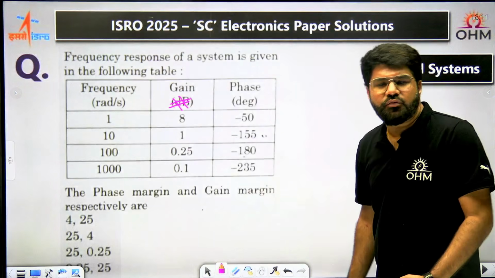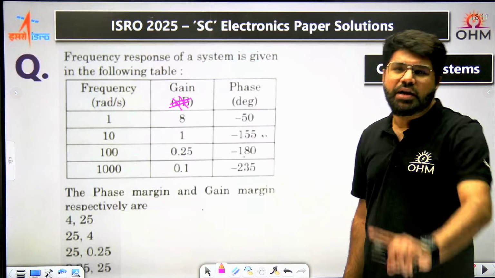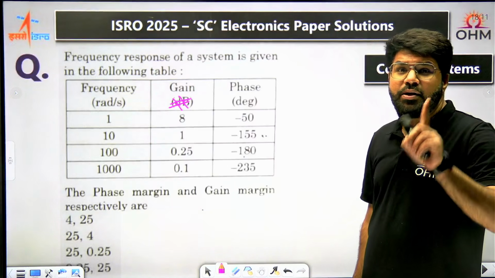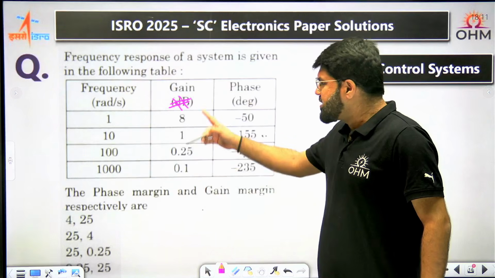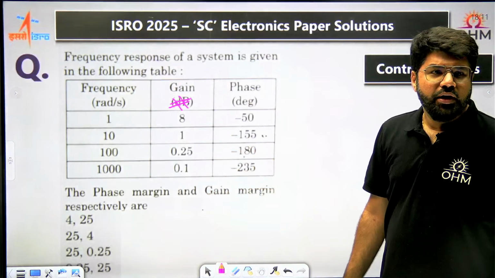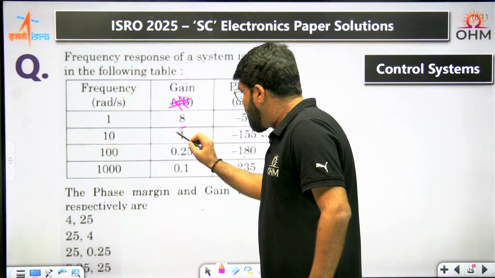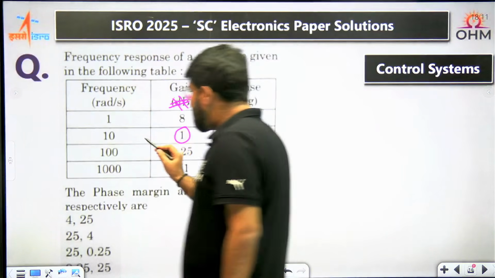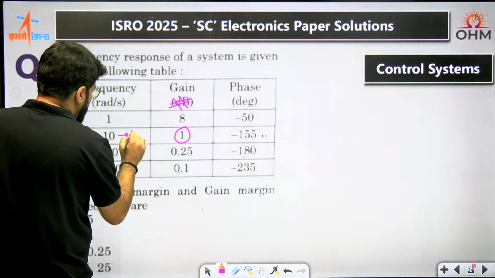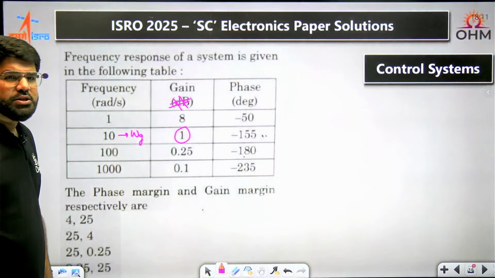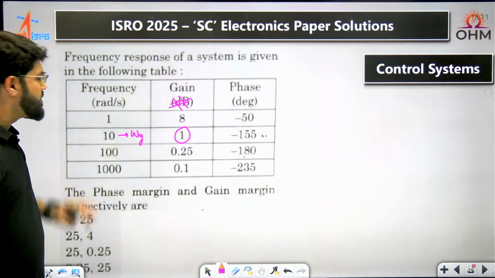Because gain crossover frequency is the frequency where absolute magnitude is 1 or decibel magnitude has to be 0. So there is nowhere decibel magnitude 0. So it is absolute magnitude 1. So then this becomes omega g. Clear everybody? This would become the omega g. That is a frequency of 10.